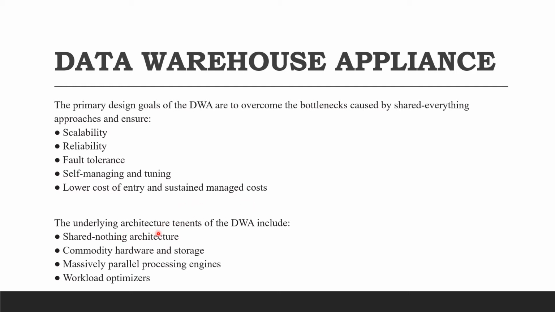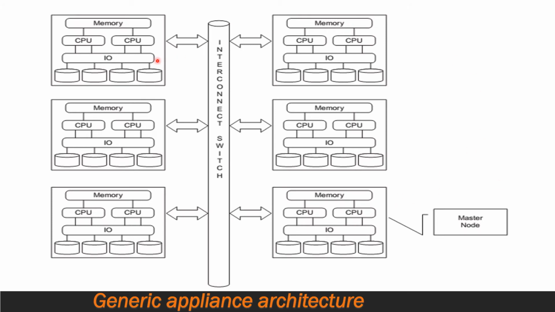The underlying architecture tenets of the DWA include shared nothing architecture, because it's not using shared everything, commodity hardware and storage, massively parallel processing engines, and also workload optimizers. This is the generic appliance architecture. So the separate systems are connected to the master node through an interconnect switch.